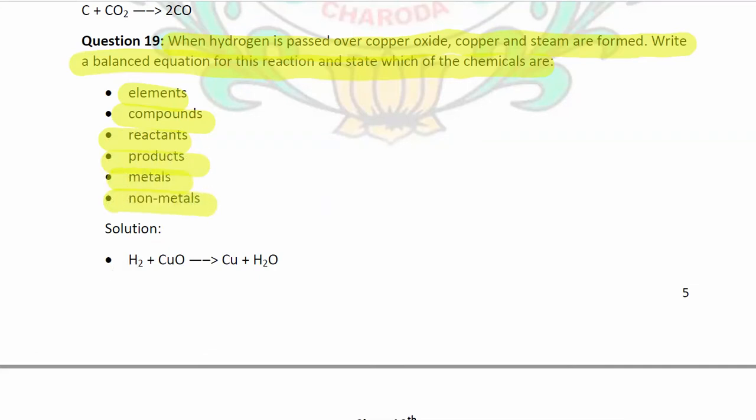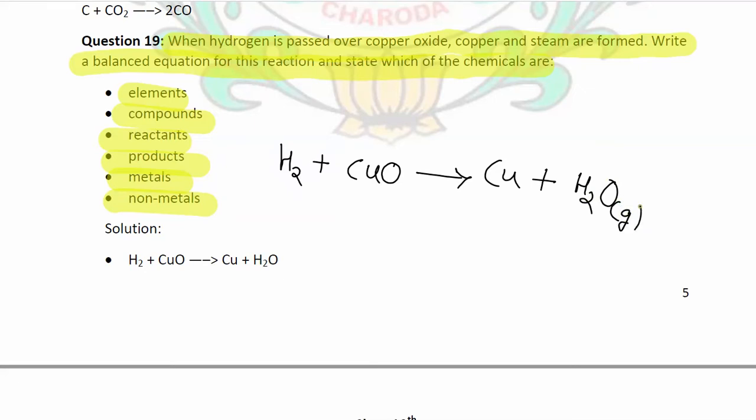Okay, so for the given chemical reaction, hydrogen gas is passed over copper oxide to give copper plus steam. It means that water is there but in the form of gas. So here first, which is element? Element is hydrogen. Okay, this is the element here. Which is compound? Copper oxide is compound and water is compound here. These both are compounds here.